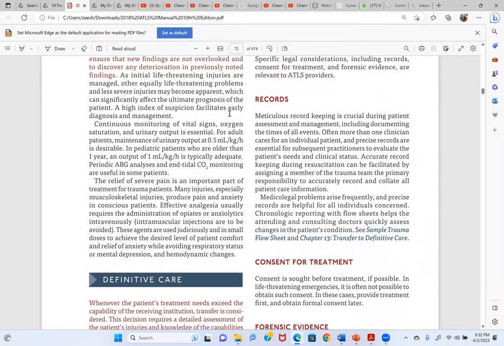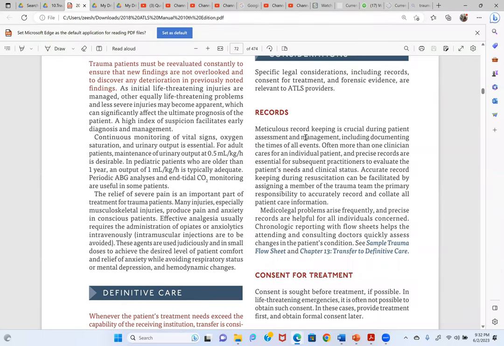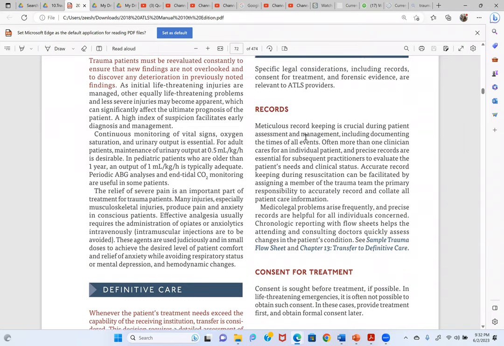Especially, you need to record the time and all the happenings. Because the medical-legal issues will be there, and if the patient needs to be shifted to another place, again you will have to keep a very good record. Even the findings will define the management at times. So you need meticulous record keeping in that case.